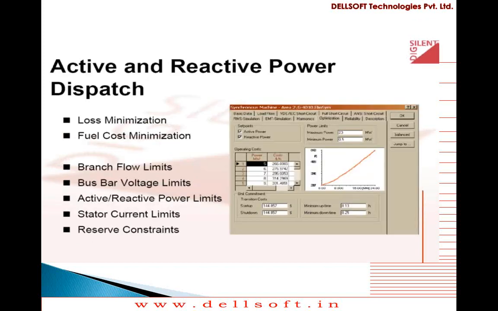Active and reactive power dispatches, which we usually give to the generation units of a power system, minimize the losses and also minimize the fuel cost in production of power. We give branch flow limits, bus bar voltage limitations, active and reactive power limitations, and also analyze stator current limitations and reserve constraints. If the system goes into reserve, how the power system should run, that kind of consideration can also be done in the software.